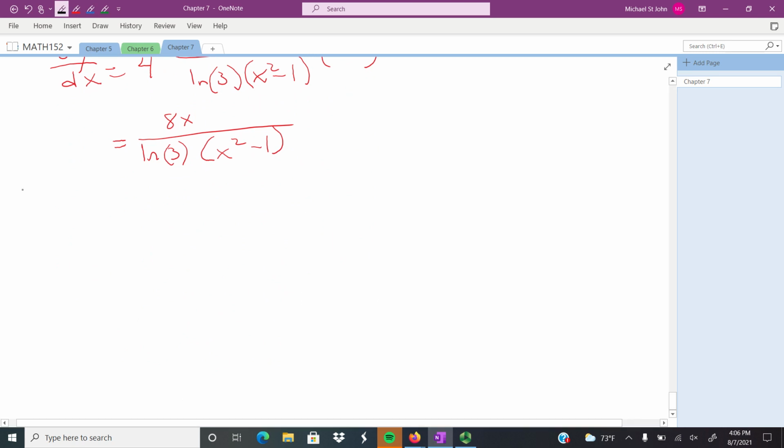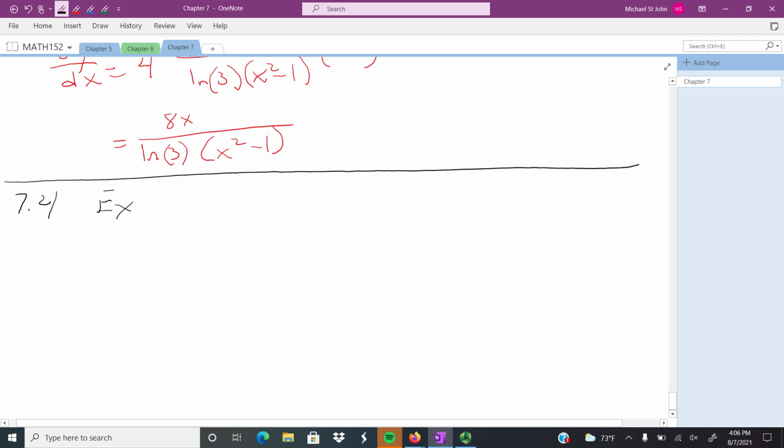So now we're up to 7.4. So this deals with exponential models.